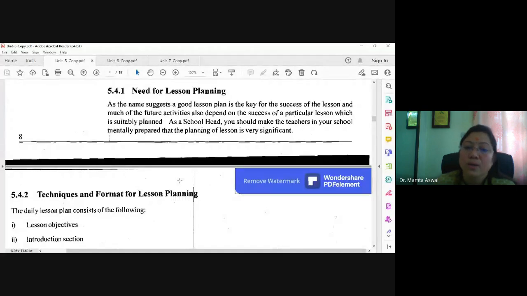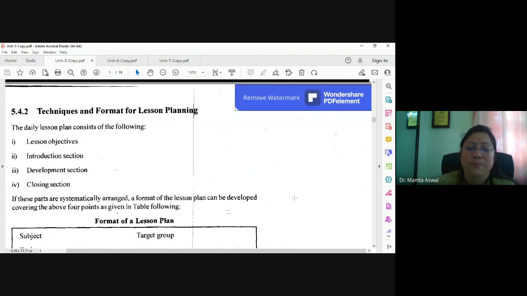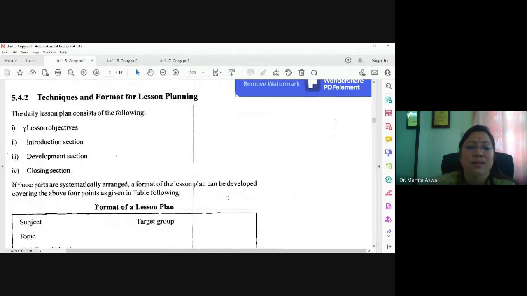The school head also must prepare the teachers for lesson planning. There is a format you can see. Broadly, there are four steps of lesson planning. First, the objectives of the lesson. For example, whatever subject you are teaching, physics or biology, you will set out the objectives. The students will be able to understand what chlorophyll is. The student will be able to conduct an experiment on chlorophyll, and so on.